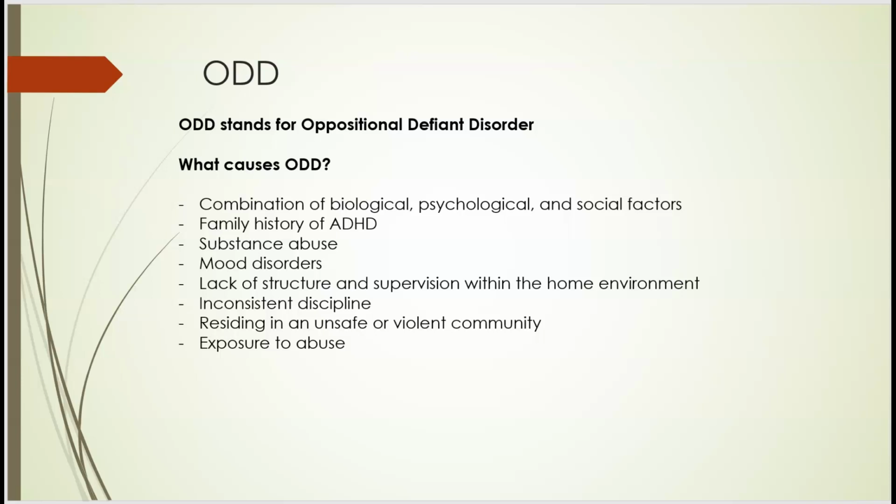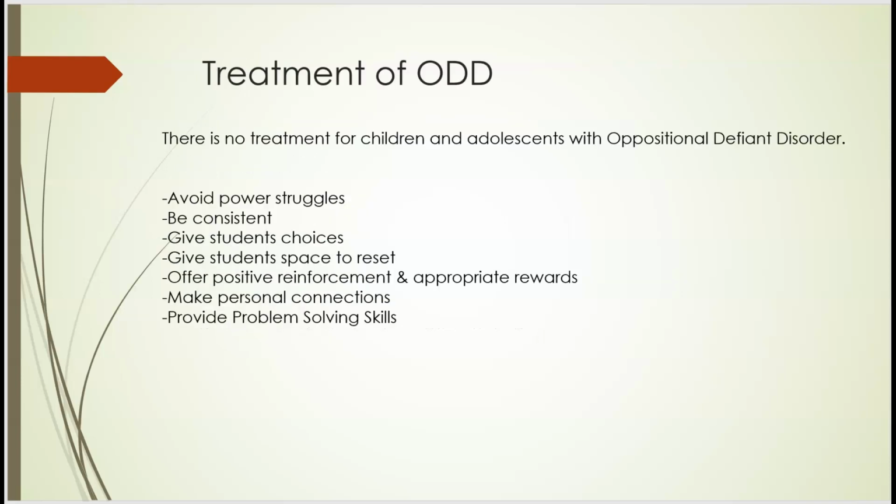What causes ODD? There are several possible causes for ODD, a combination of biological, psychological, and social factors. Family history of ADHD, substance abuse, mood disorders, lack of structure and supervision within the home environment, inconsistent discipline, residing in an unsafe or violent community, or exposure to abuse.